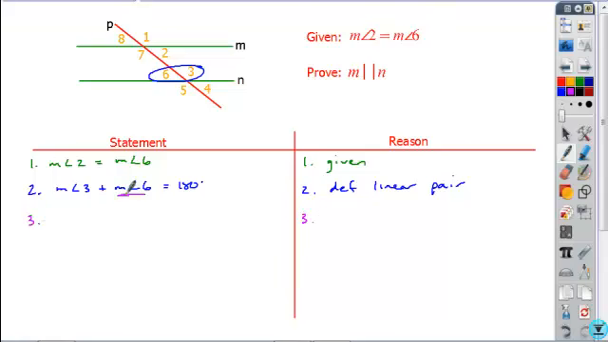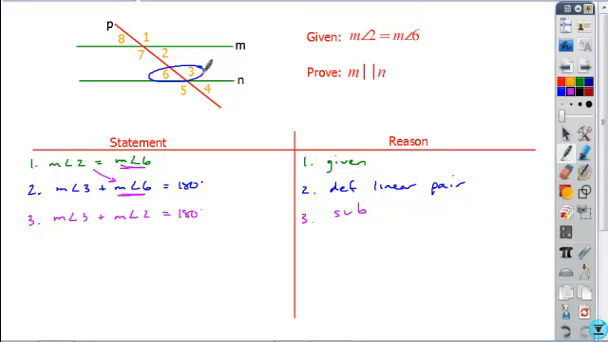If we know that those are a linear pair, add up to 180, what can we do with this angle 6? It's equivalent to what? It's equivalent to angle 2. So if we replace angle 2 right in for angle 6, we get this new statement. Replacing is described in a formal proof as substitution.